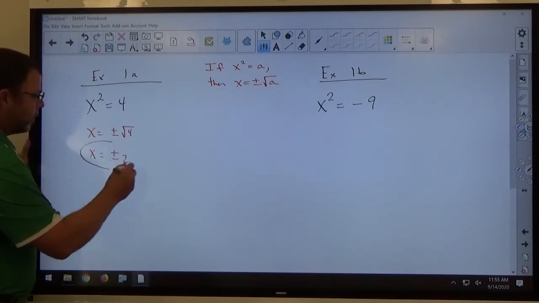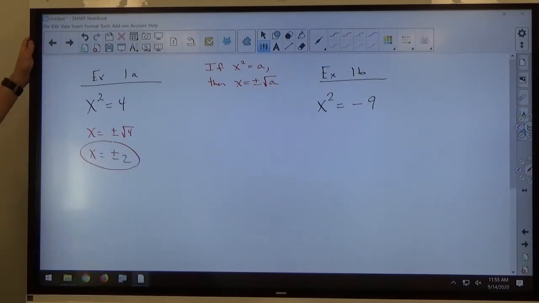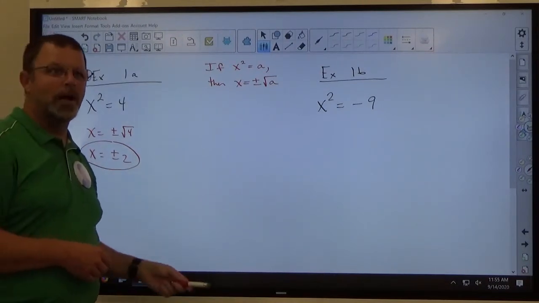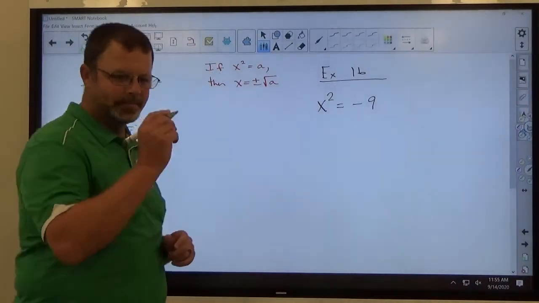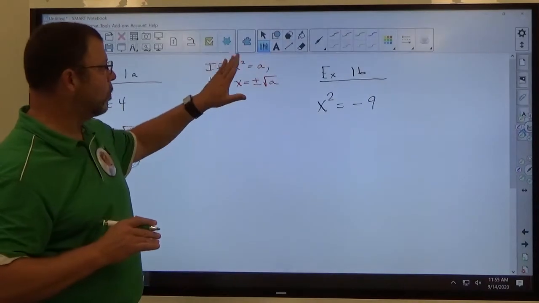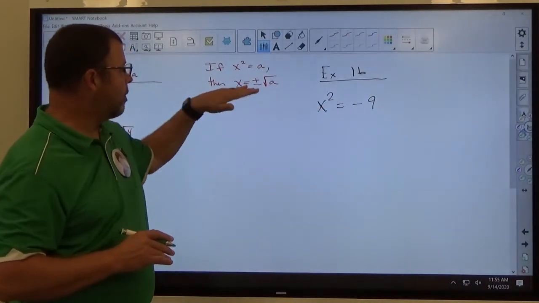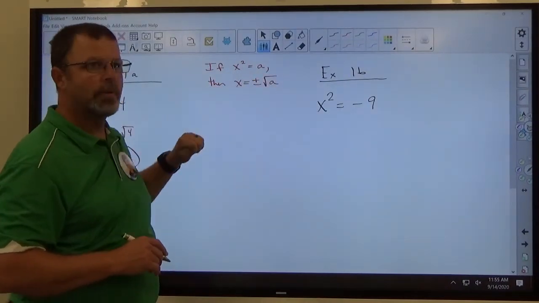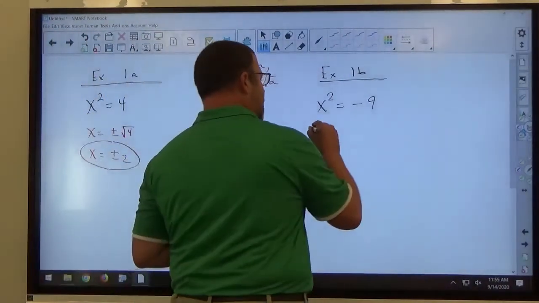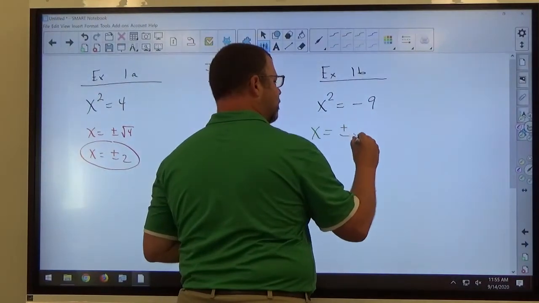With that in mind, what Alexis just pointed out gives us a little bit of a problem here for this x squared equals negative 9. It's not possible to multiply a number by itself to get a negative number in the real world. In the imaginary world, it is possible, so we're going to investigate imaginary numbers today. If I apply the same rule to this problem, x squared equals anything, x equals plus or minus the square root of that anything, right? So x should equal plus or minus the square root of negative 9.